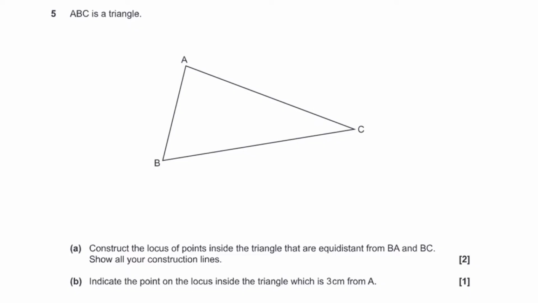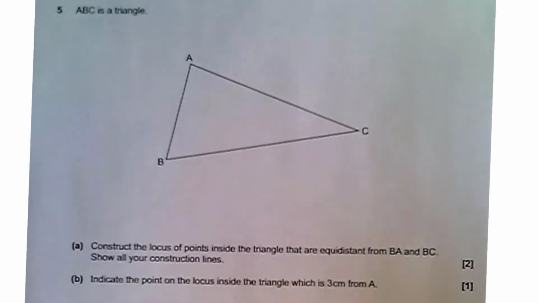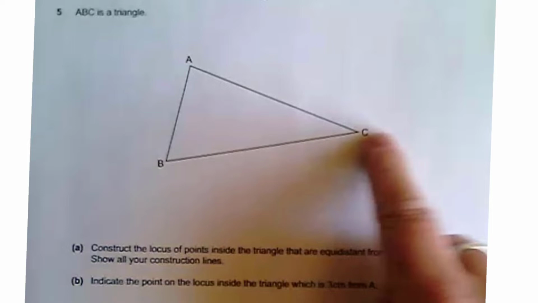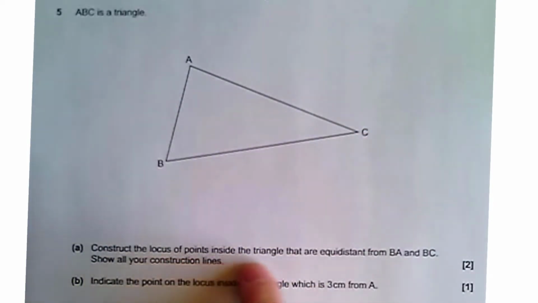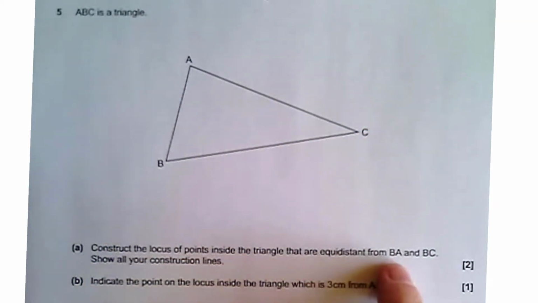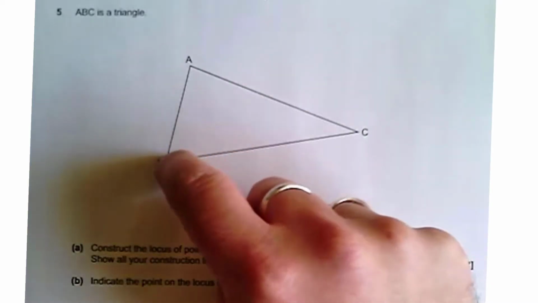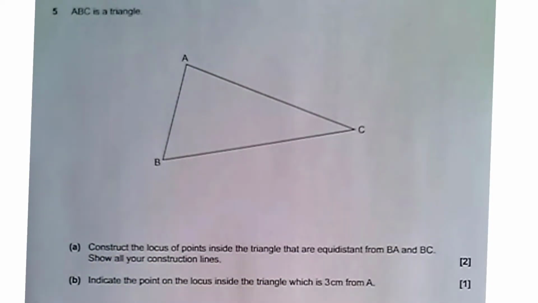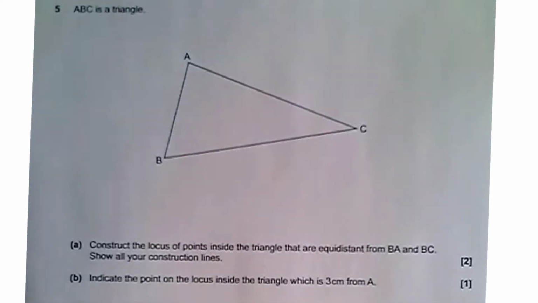Question 5. ABC is a triangle. Part A, construct the locus of points inside the triangle that are equidistant from BA and BC. Show all your construction lines. Okay, so BA this side here, BC this side here. Now the locus of points inside the triangle that are equidistant from BA and BC, that's going to be the angle bisector between the two of them, isn't it? Okay, so I need to draw an angle bisector of BA and BC.